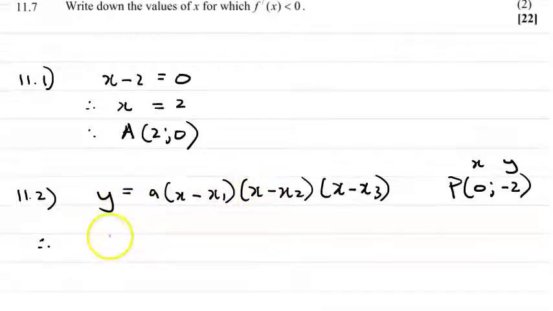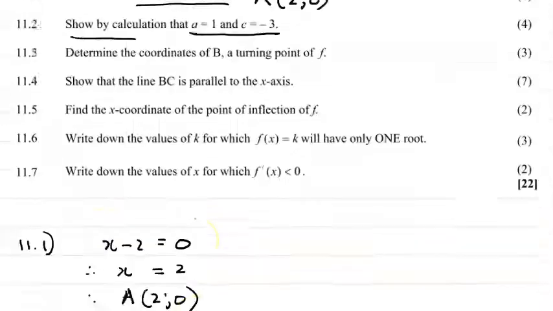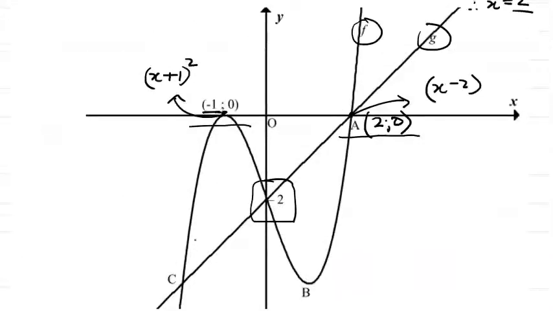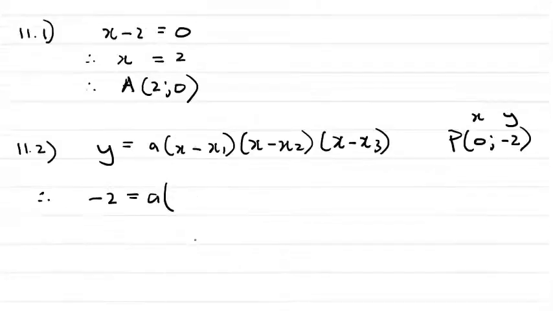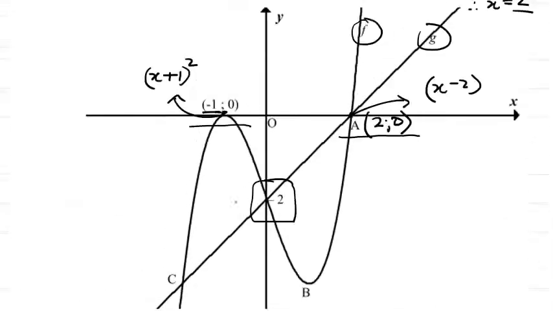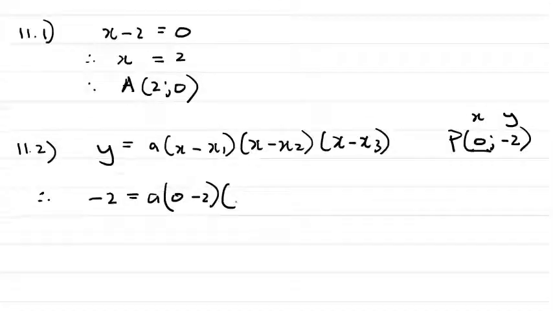So firstly, we're going to now say minus 2 equals A, and we got our factors. So we'll write down x minus 2, x minus 2. But what is x? We'll say 0 minus 2 and 0 plus 1 all squared. Now let's solve for A.